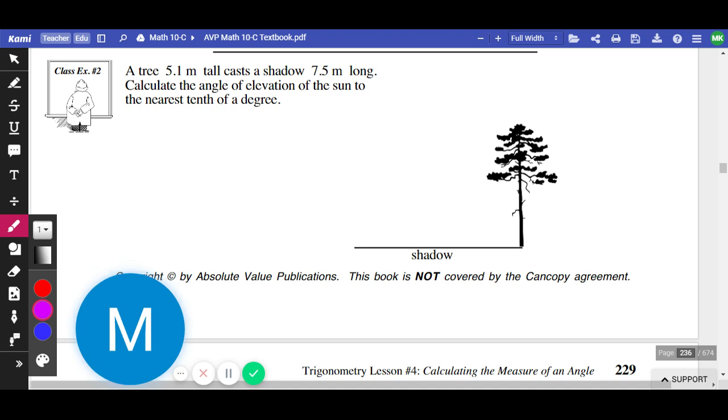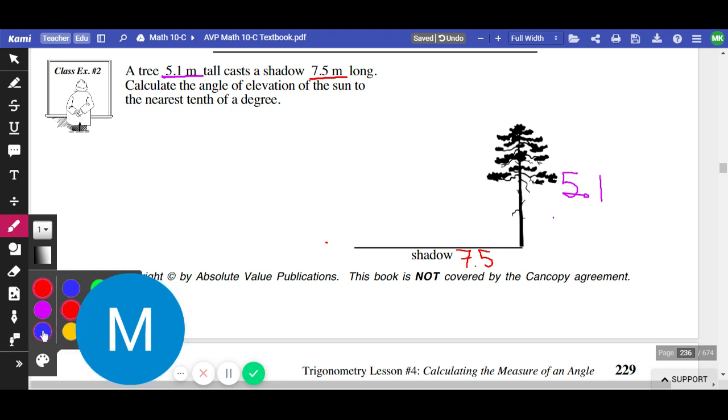Then I reread the question and I start labeling things. So, a tree, 5.1 meters tall. I come over here, my tree is 5.1. Cast a shadow that's 7.5 meters long. Shadow, 7.5. Right now, I don't have a triangle. Right? So you need to turn that into a triangle.